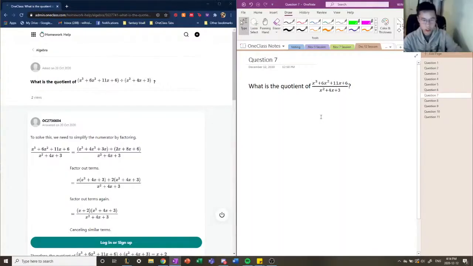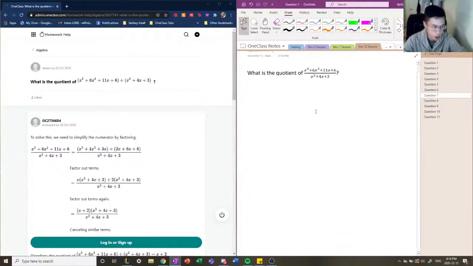Question number 7. So question number 7 is a quotient of x cubed plus 6x squared plus 11x plus 6 divided by x squared plus 4x plus 3. All right.